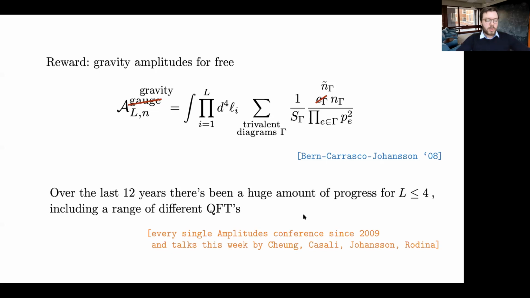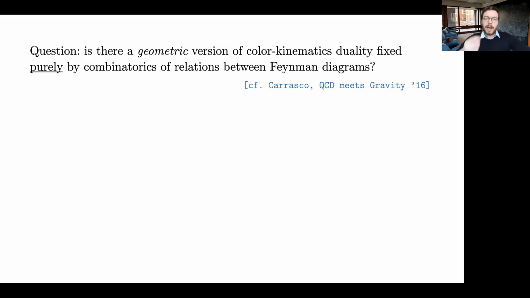So this structure hints that perhaps there's something universal about color kinematics duality, which is purely fixed by the combinatorics. So the question you might ask is whether there exists a geometric version of color kinematics duality which is fixed purely by the combinatorics of relations between various Feynman diagrams. And that's an idea which is very similar to what Carrasco told us a few years ago.